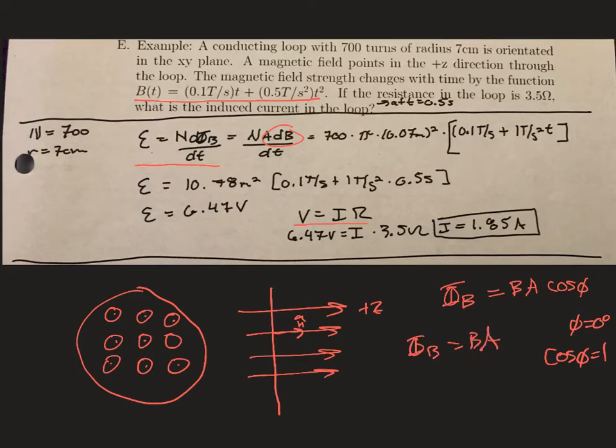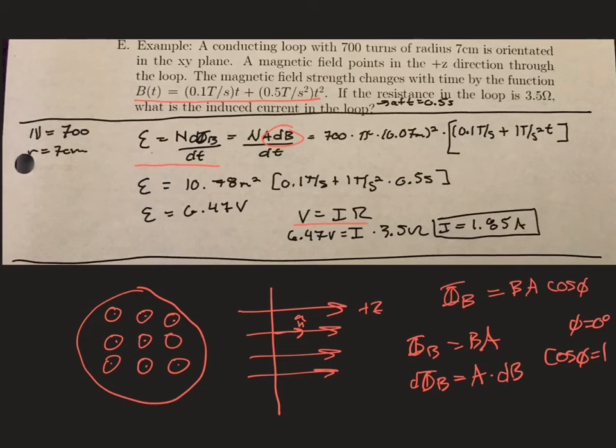Now we have to decide what is changing. The area is not changing, but the magnetic field does change with respect to time. So that means that the change in magnetic flux is going to equal A times dB, which is the substitution I made up here. So I've now plugged in the 700 turns for N. I plugged in the area, so since it's a loop, it's going to be the area of a circle, so pi r squared. Remembering to convert my units appropriately.